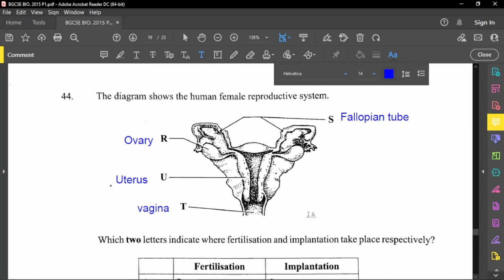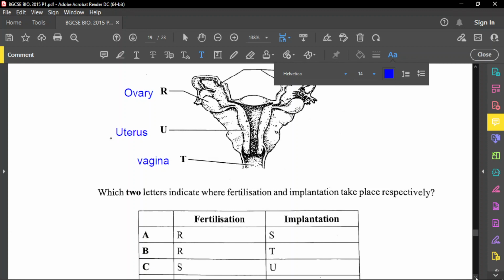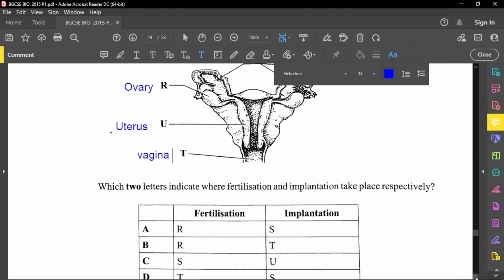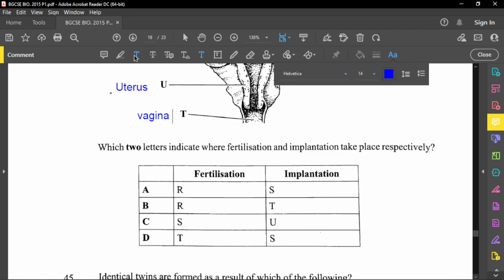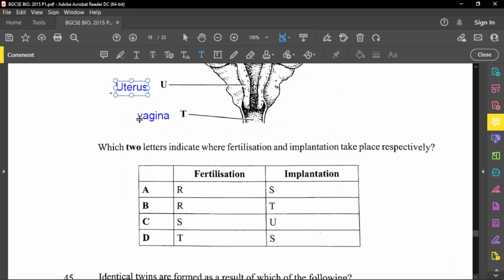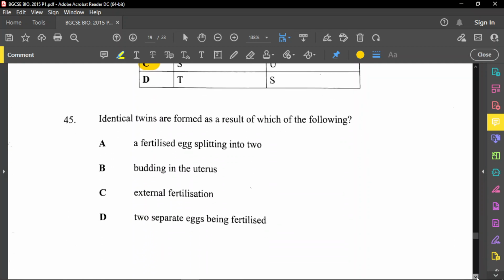The question says: which 2 letters indicate where fertilization and implantation take place, respectively? Fertilization is in the fallopian tube, and that is S. Implantation takes place in the uterus, in the endometrium, which is U. So it should be S and U. So C is our answer right there.